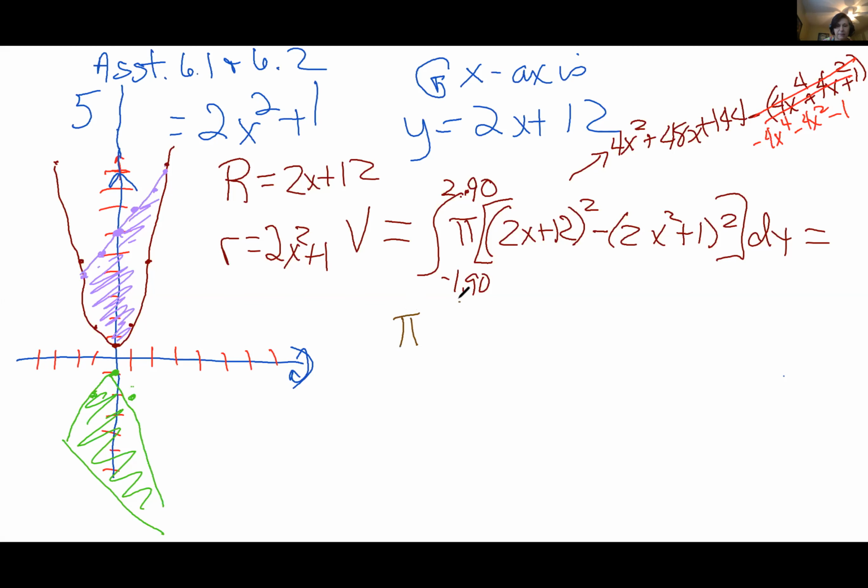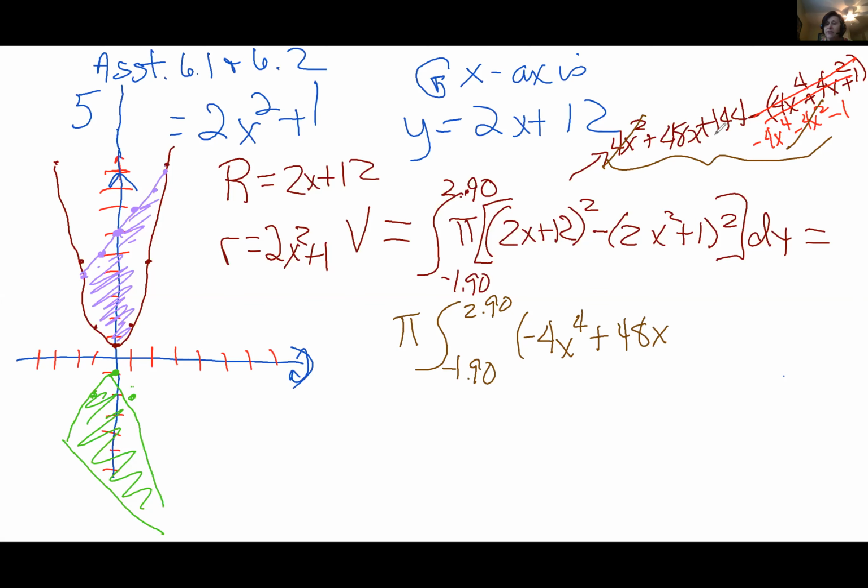kick out our pi, have a negative 1.90 on bottom to a positive 2.90 on top. And what's going to be our simplified integrand, combining all the like terms? What would you think? Negative 4x to the fourth plus 48x plus 143. Okay, and what happened to the x squared? They canceled. That's right. So the negative 4x to the fourth plus 48x, and then what did you say happens with the 144 minus 1? Becomes 143, right?